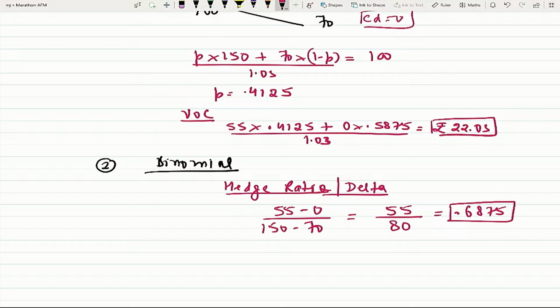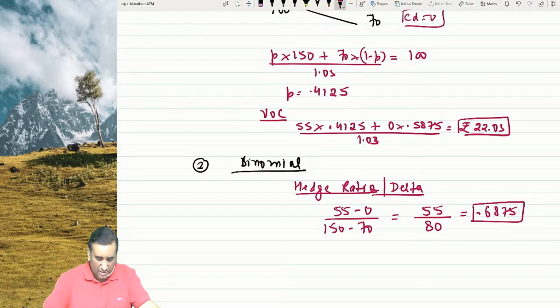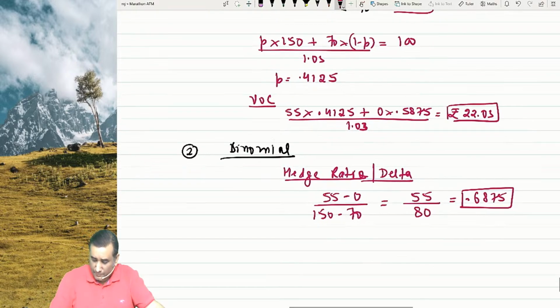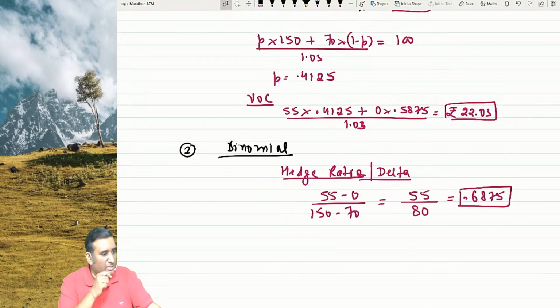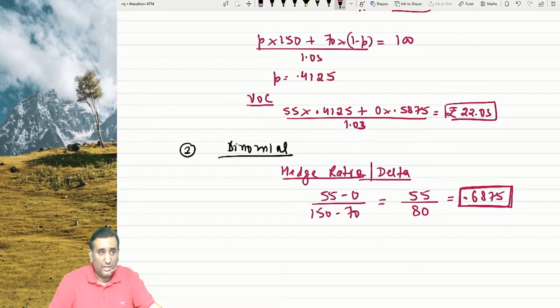Let's put down the meaning of 0.6875. Let's put down, 0.6875 means what? 0.6875 means per option written, he will buy... write down a sentence if you want.